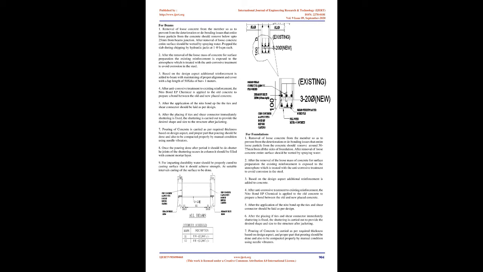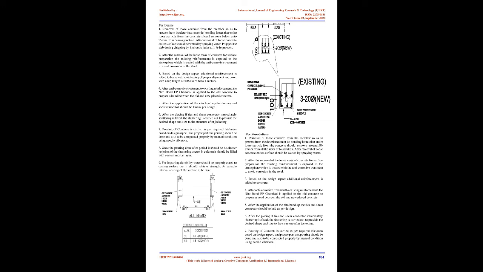Pouring of concrete is carried out as per the required thickness based on the design aspect, and proper pouring should be done and also compacted properly by manual compaction using needle vibrators. Once the pouring is done, after the period the shuttering is removed, and the joints of the shuttering in the column should be filled with a cement mortar layer. For imparting durability, the casting surface should be properly cured with water so that it achieves strength. At suitable intervals, curing of the surface is to be done.